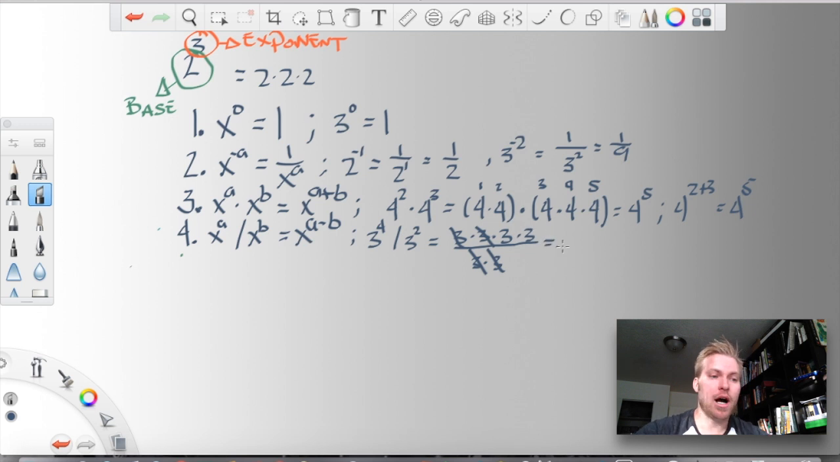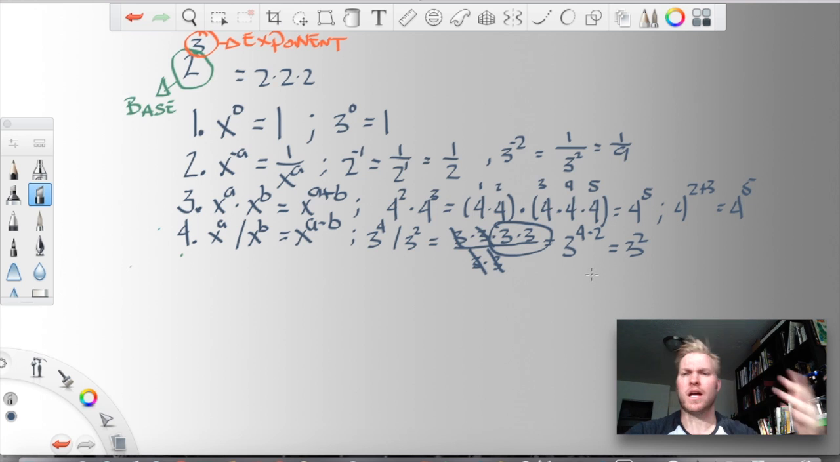Well, 2. And we could go to this idea of our a minus b, of subtracting these exponents, and I would have 3 to the 4 minus 2. Well, what's 4 minus 2? It's 2, right? Which is exactly how many we can see that we have left right there. We have 2 3's left, or in other words, 3 squared. This principle, some of you guys, I think, already kind of intuitively understand.